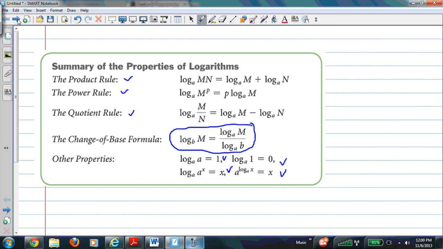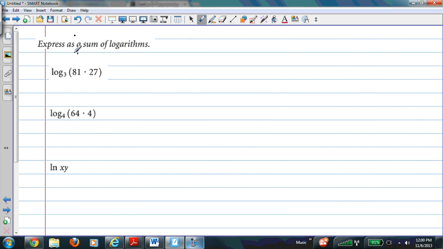Okay? So here's a first example, first set of examples. We're asked to express as a sum of logarithms. So what I see here, I see a log base 3 of a product. So that looks like a product rule. Based on the product rule from a previous page, I can split this into log base 3 of 81 plus log base 3 of 27. So actually I'm done. I just completed the assignment.